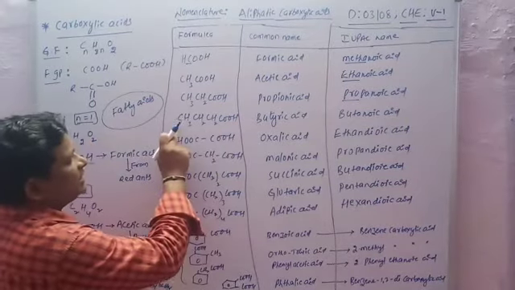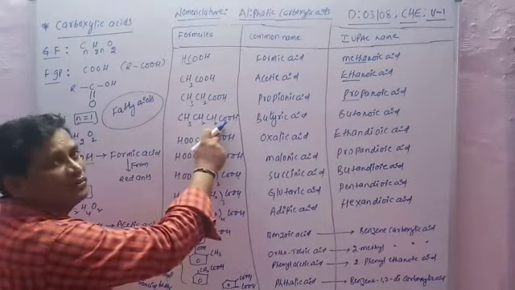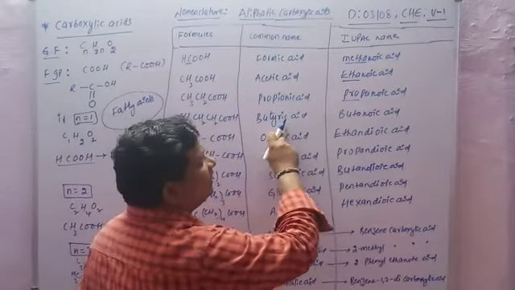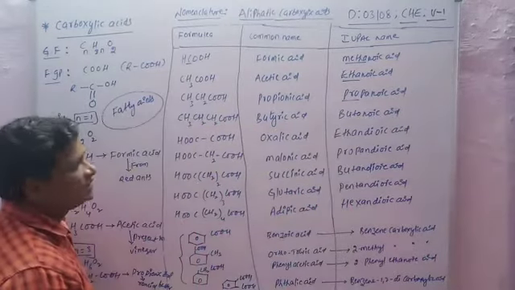The next compound is CH3CH2CH2COOH. It contains how many carbons? 1, 2, 3, 4. So it is butyric acid. The IUPAC name is butanoic acid.